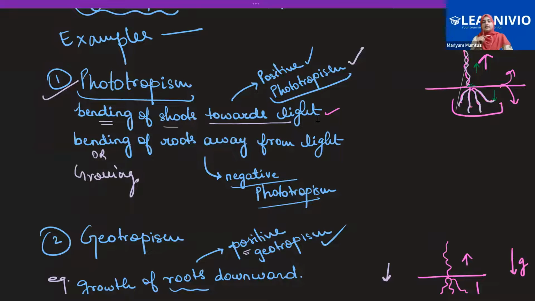The second case is the bending of roots away from the light. Now you know that whenever the roots grow, they'll grow towards the soil only, right? So in terms of roots, the phototropism is negative. In terms of shoot, the phototropism is positive.